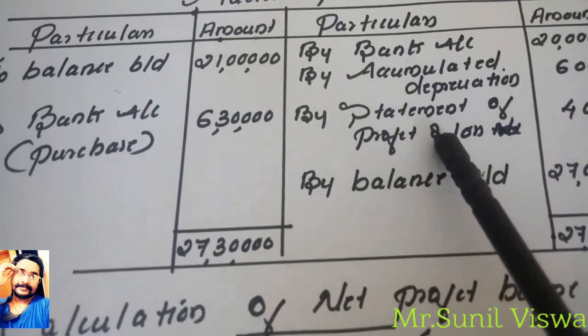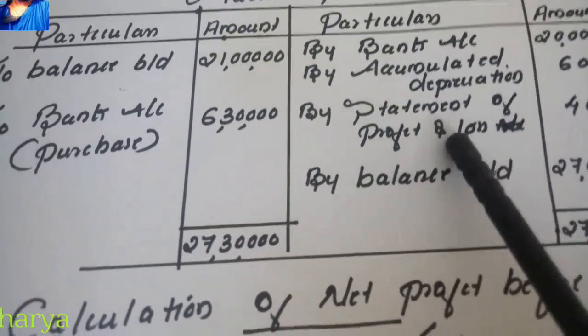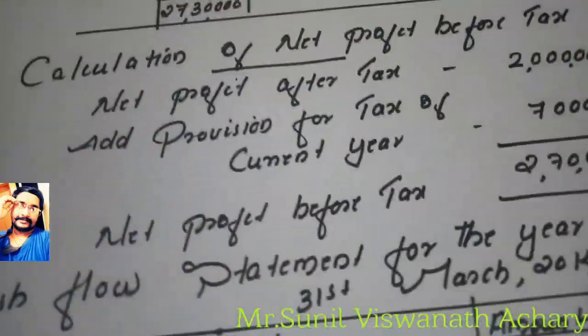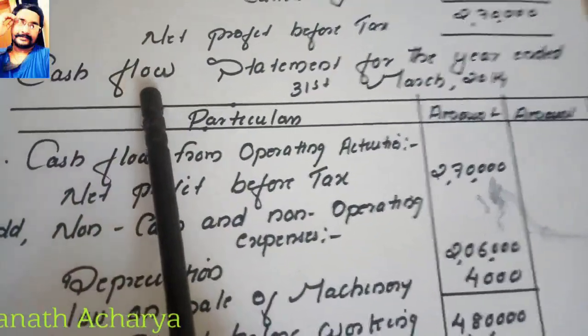This loss will go to operating activity because it is a non-operating expense. Now we can start the cash flow statement. When preparing the cash flow statement, the heading should be cash flow.